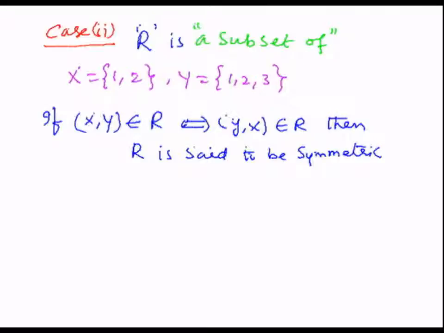Now here, x is a subset of y, that implies the elements of x, 1 comma 2, is a subset of the elements of y, 1 comma 2 comma 3. So here the elements in the first set, 1 comma 2, are also present in the second set, therefore x is a subset of y, so it holds good.